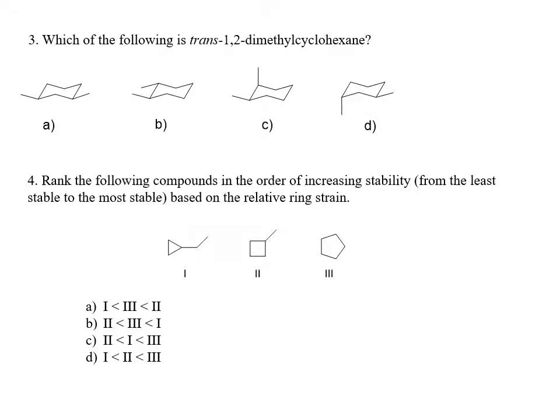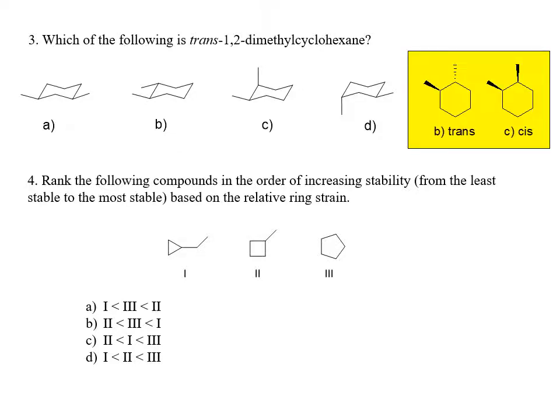Which of the following is trans 1,2-dimethyl cyclohexane? There are several ways to answer this question. One is simply to make a model and then by inspection of model and comparing it with 4 possible choices, you can come up with correct answer. Another is to draw line formulas, including dash wedge bonds to indicate cis and trans isomers.